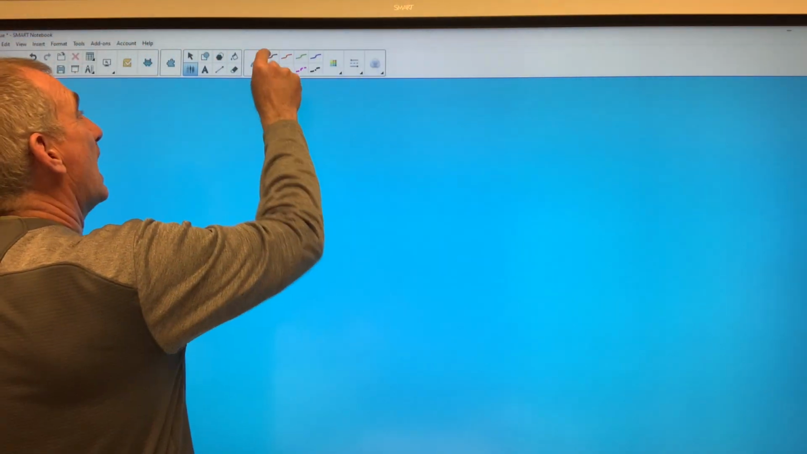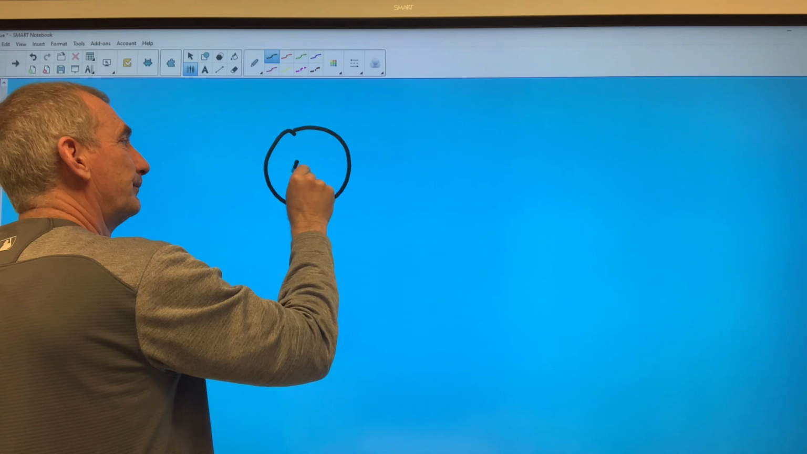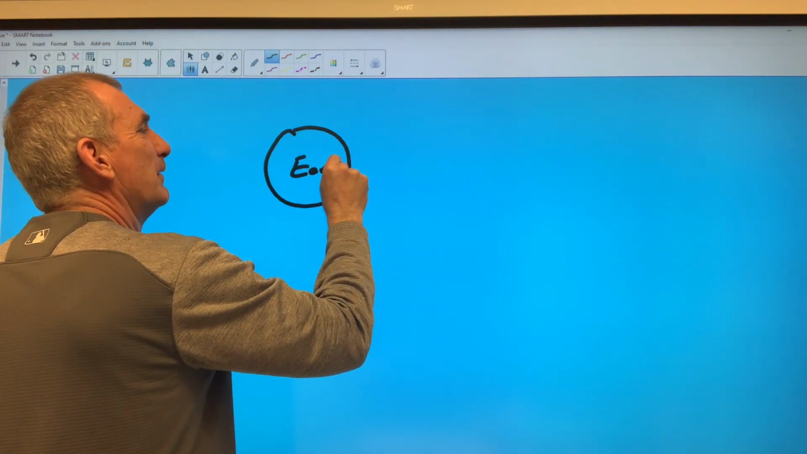Tides are caused by the gravitational force of two things: the moon and a little bit of the sun, but mostly the moon. So what we did is we drew this. We drew Earth, and then we drew the moon.